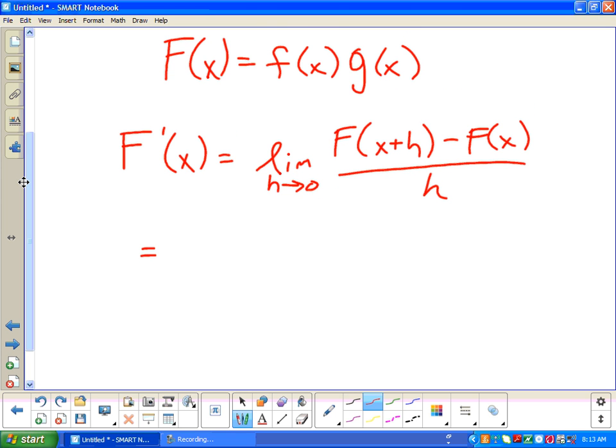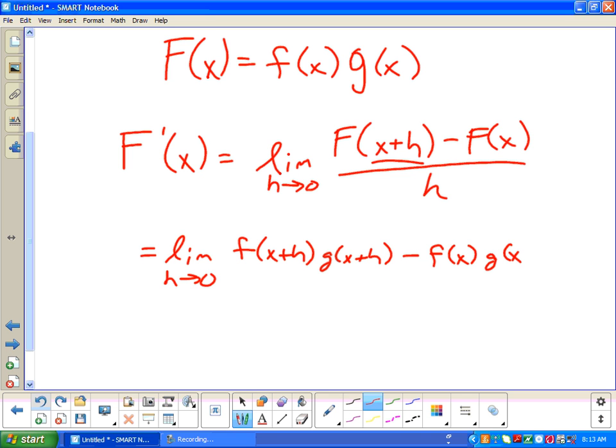I will plug in x plus h into my functions and start doing the derivative here. Limit as h goes to 0 of f of x plus h times g of x plus h, minus f of x times g of x, all over h. Now, we look at this and we know that what we're going to want to do is somehow separate the f of x and g of x, so we can find derivatives and make it something we can see.